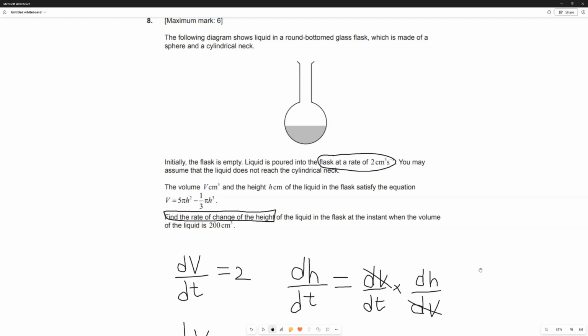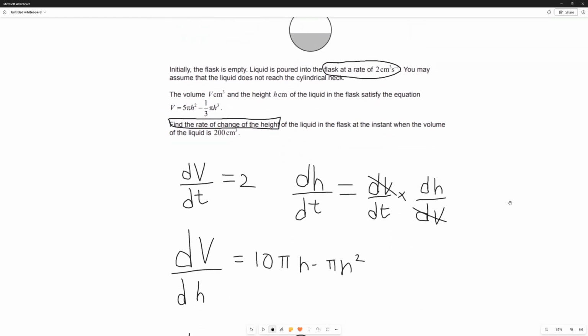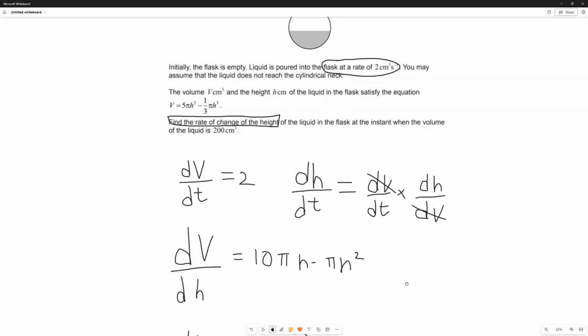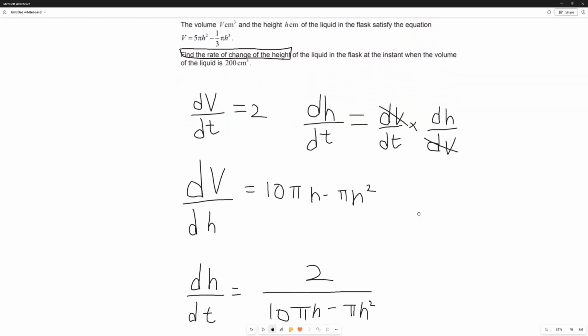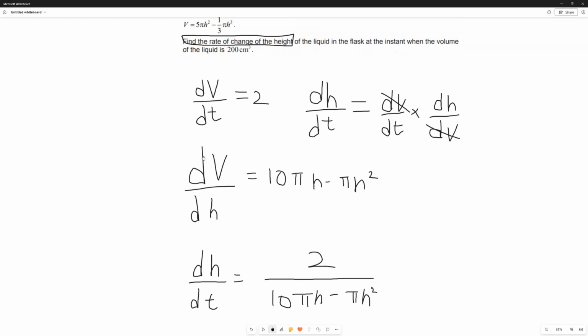So now that we've got that out of the way, we have to find dh dv. But since we are given some expression equal to v, we can find dv dh, and then we can take the inverse of that. So that's what we do here. We differentiate v with respect to h. So we get this expression. And if you know how to differentiate, you may see that this is correct. After we find that expression, we have to find dh dv, but this is just the inverse of that. So we apply this formula we found right here and use it here.